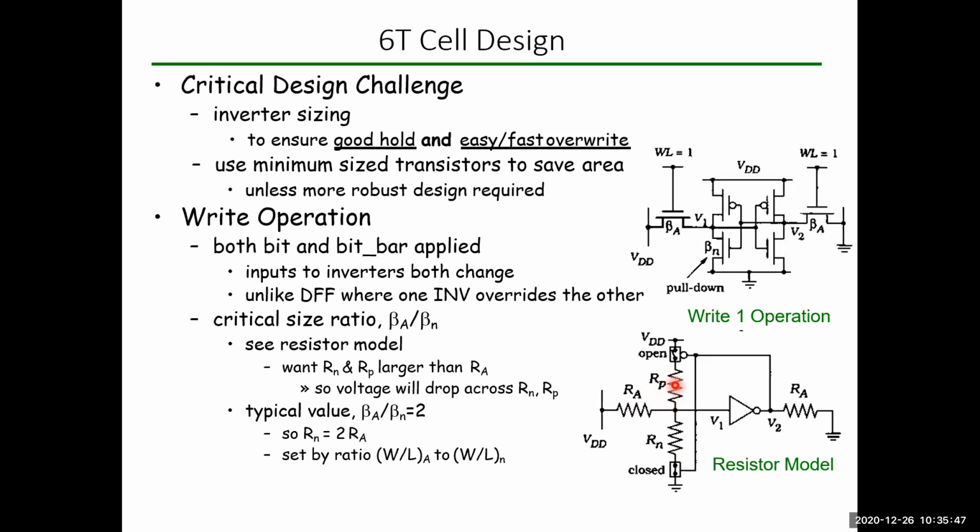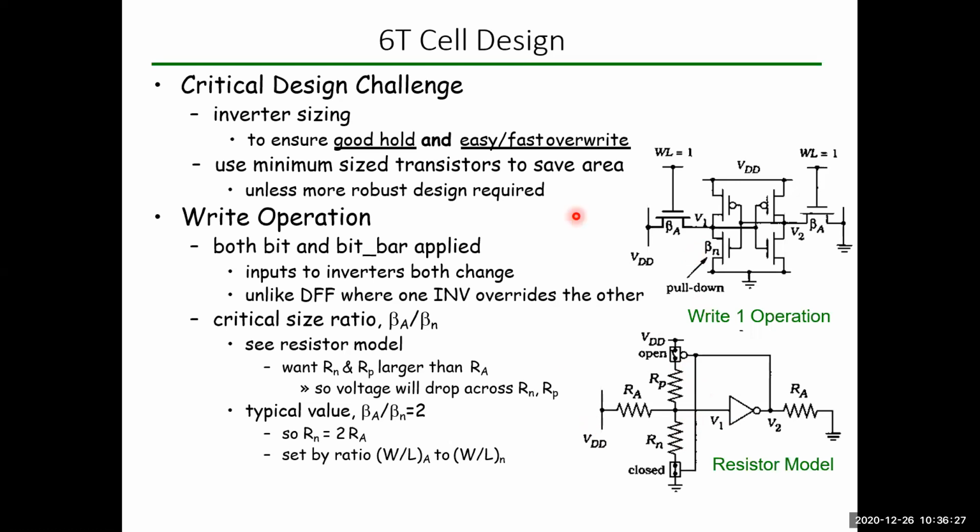This is an indication of a CMOS inverter, where RP is the resistive model for the pull-up transistor, and RN is the resistive model of the pull-down transistor. This is VDD, which is connected to the PMOS, and this is ground, which is connected to the NMOS. Also, RN should always be much greater, about 2 times greater than the RA value. So these are some design considerations in order to design an optimized SRAM cell, to be a robust design.